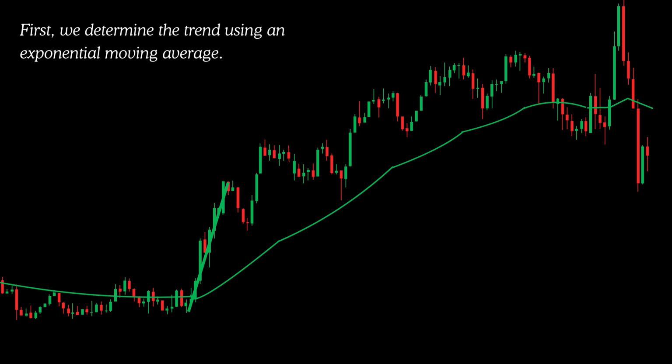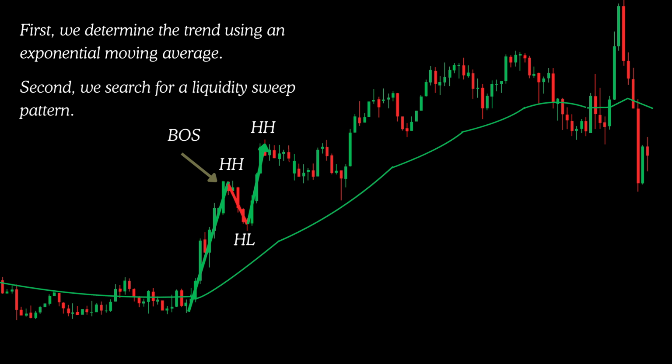For example, here the price broke above the 50 EMA, made 1, 2, and 3 moves, and broke the previous market structure, confirming a bullish trend as long as price stays above the higher low. In this scenario, we only focus on buying setups. In the second step, we search for a liquidity sweep pattern.